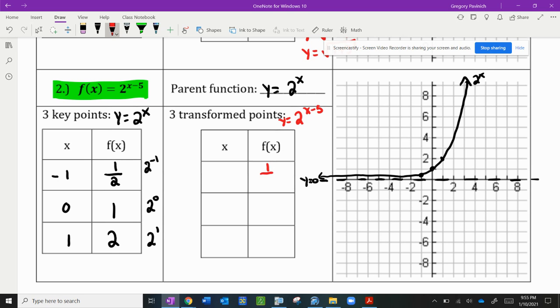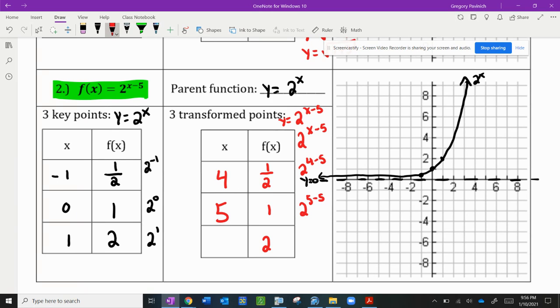Remember, we want our outputs this time to remain the same, and we want to see what we have to do to our x's so that we get the same output. So I want my power to come out to be a -1 on this first one. So what must x be? X minus 5, what must x be to get a -1? Well, it would have to be a 4, and then I would get 2 to the -1. So this is a 4. Now what would I have to do for it to become 0? It would have to be 5, because 5 minus 5 is 0.